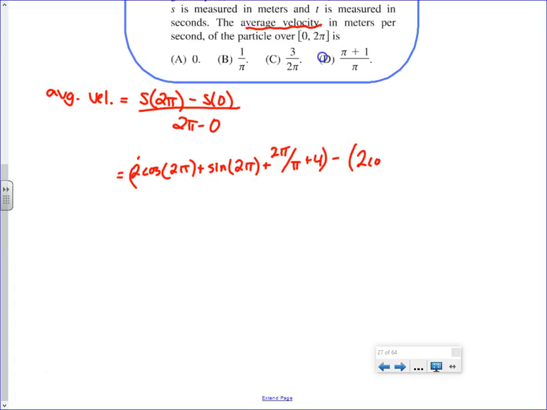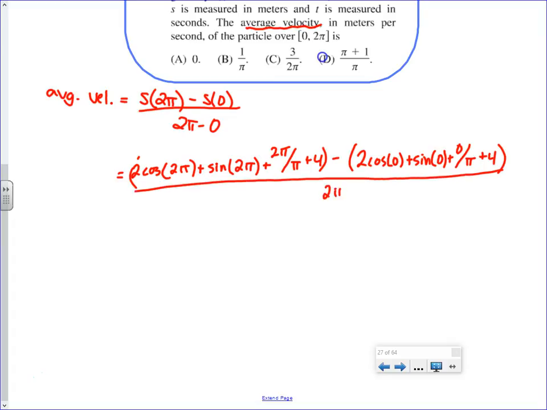So we have 2 cosine of 0 plus sine of 0 plus 0 over pi plus 4, all over 2 pi. Uh-oh, trig, I hope we know it. What's cosine of 2 pi? 1.